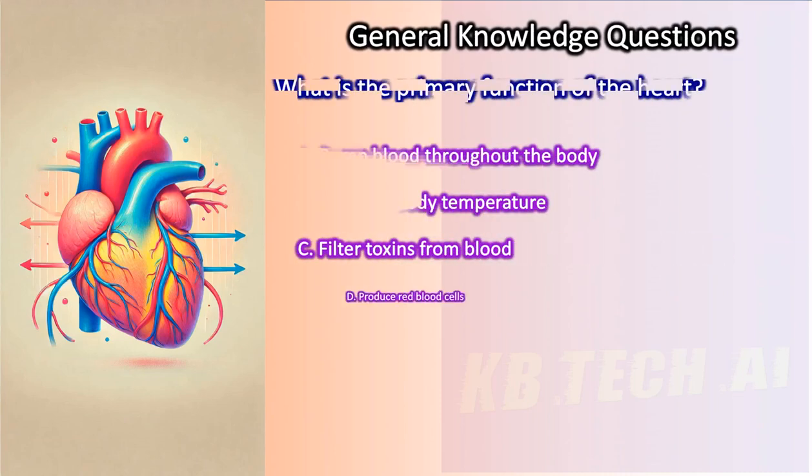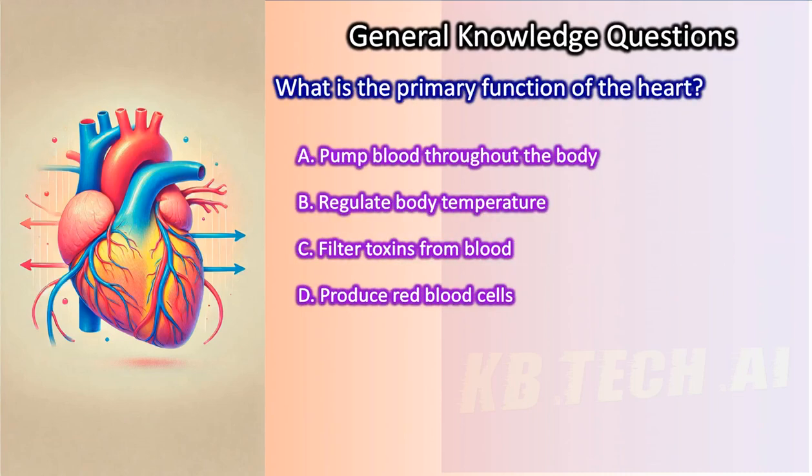What is the primary function of the heart? Option 1. Pump blood throughout the body. Option 2. Regulate body temperature. Option 3. Filter toxins from blood. Option 4. Produce red blood cells.